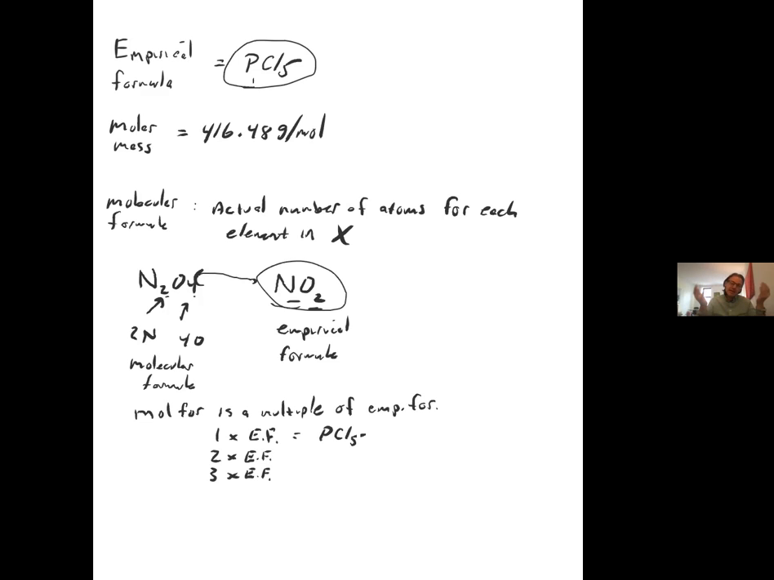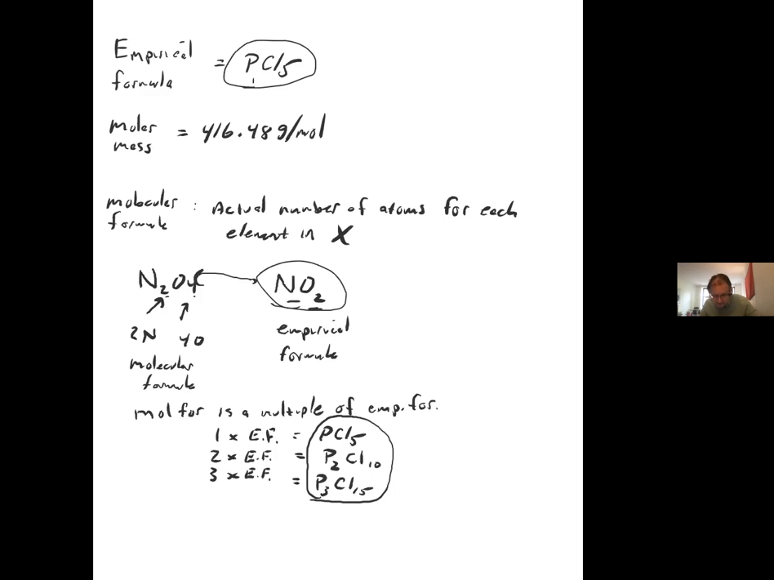So it can be the case that the empirical formula and the molecular formula are the same. They can be the same if the multiple is 1. But it can be twice as much too. So twice as much would be P2Cl10. Or it could be 3 times as much. P3, 3 times 1, and 3 times 5 would be 15. So the molecular formula is going to be something like this. It could be the same, but it could also be multiples.